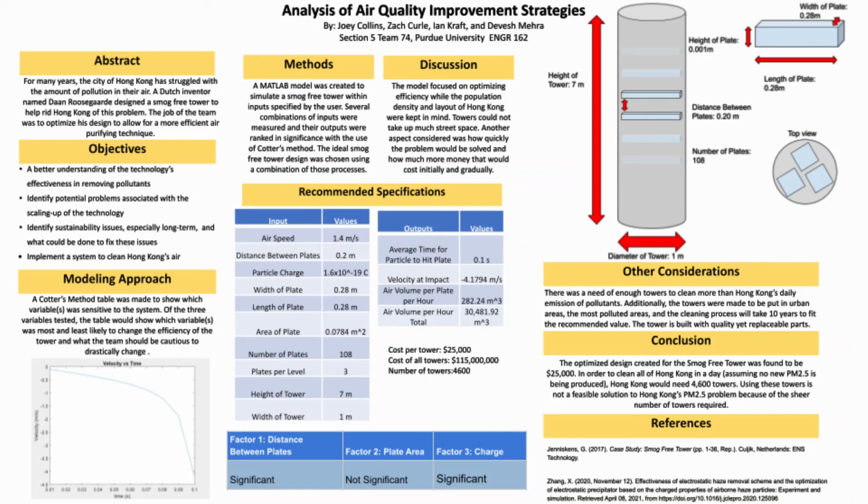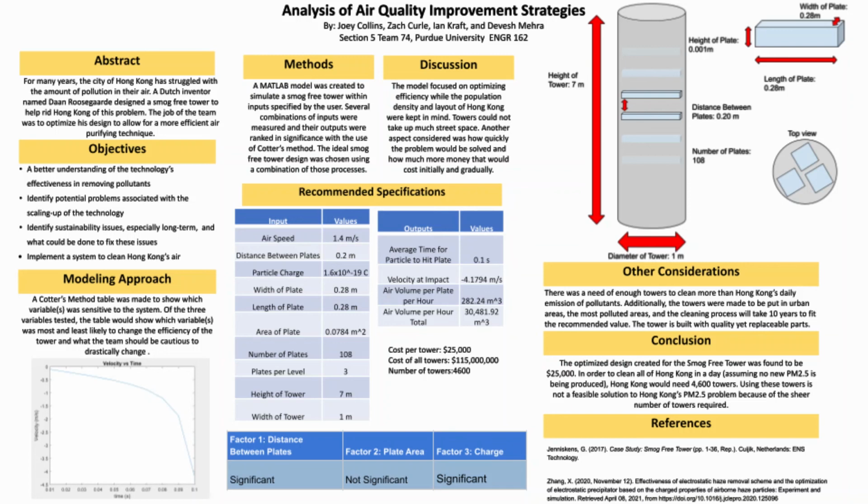The optimized tower design would cost $25,000 per tower and $115 million in total, not including the cost to power the towers after the first year. In order to clean Hong Kong in a day, about 40,600 towers would be needed, assuming there would be no newly admitted pollutants. Due to this cost and the large number of towers needed, these towers are not a feasible solution to Hong Kong's pollution problem.